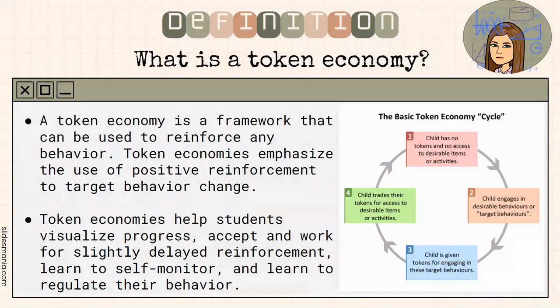So first, let's look at what a token economy is. It is a framework that can be used to reinforce any behavior. Token economies emphasize the use of positive reinforcement to target behavior change. Token economies also help students visualize progress, accept, and work for slightly delayed reinforcement. It helps them learn to self-monitor and regulate their behavior.